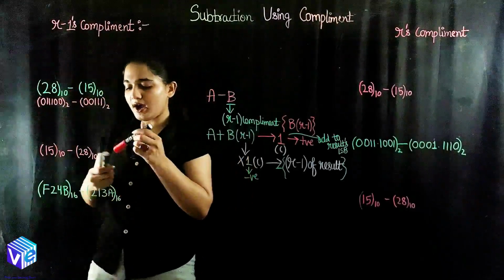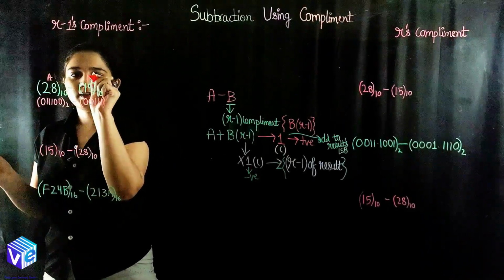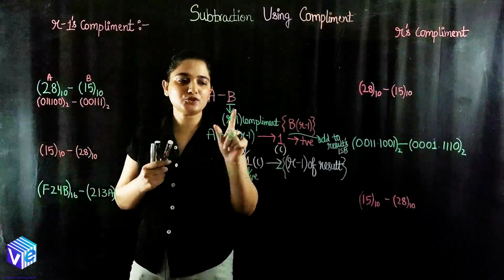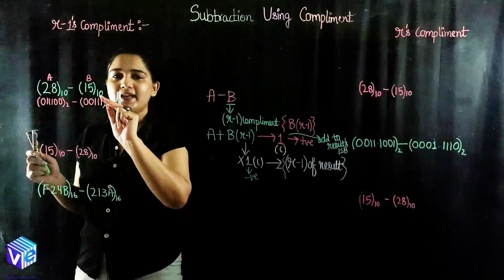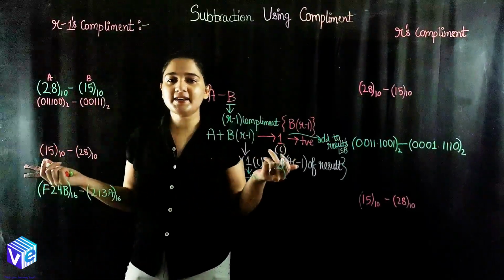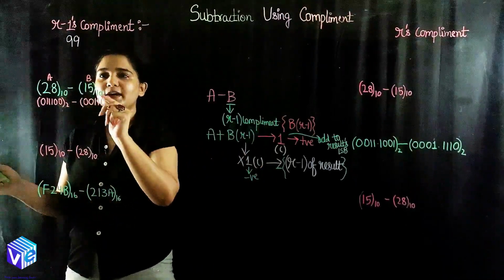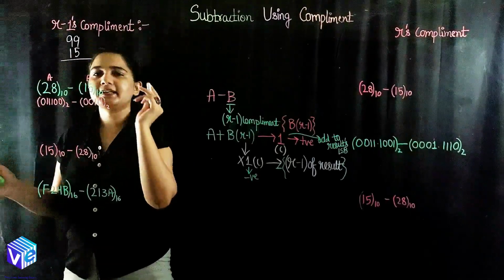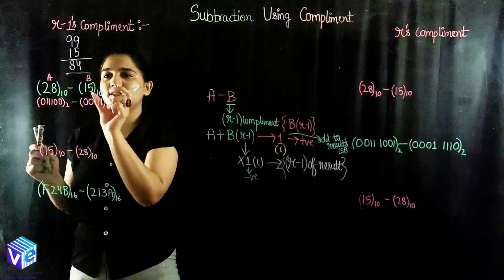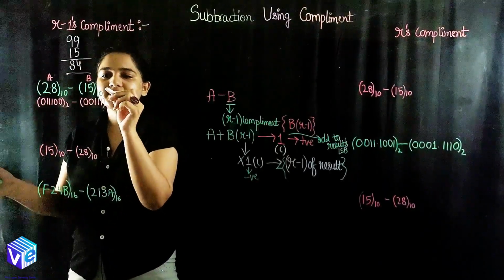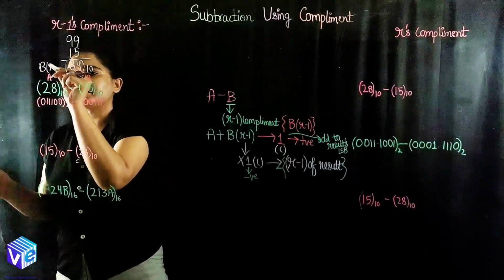Now what I have to do? I have to check which is a and which is b. This is my a and this is my b. The first step is to take the r minus 1 complement of b. This is the base 10. If I have to take the r minus 1 complement, I gave you a trick. To find the r minus 1 complement of 15, I will be subtracting it from 9. So here I will be having 84. This is my 84 in the base 10. So this is my b r minus 1.